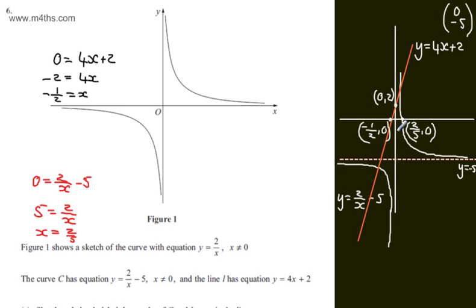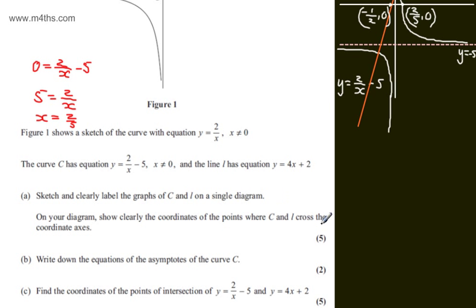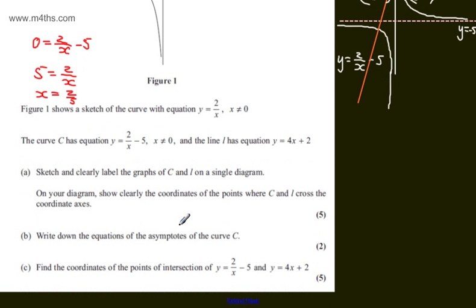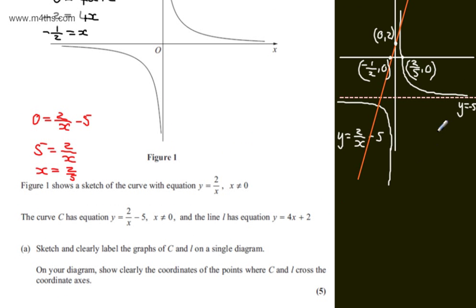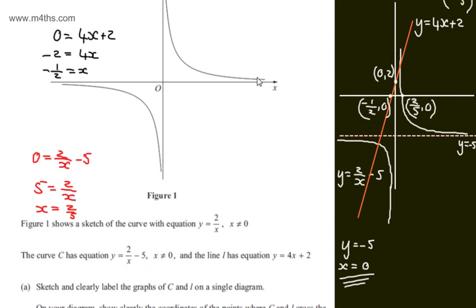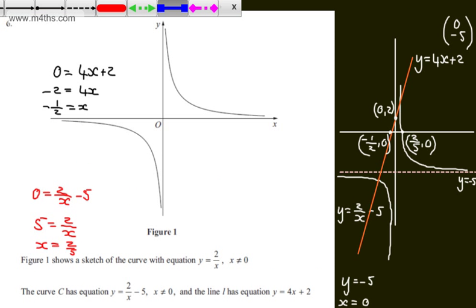So we've drawn our graphs, we've labelled them and shown the points of intersection. 5 marks in total for part A. In part B, we need to write down the equations of the asymptotes of the curve C. So I've already drawn now the horizontal one, so we can say that y is equal to minus 5. The vertical asymptote doesn't change, so we can say now that x is equal to 0. So we still have the y-axis, and if I wanted to put that on, I could show that like so.